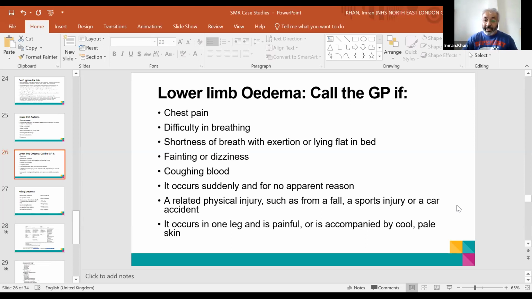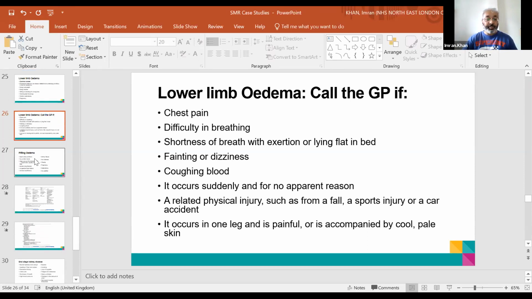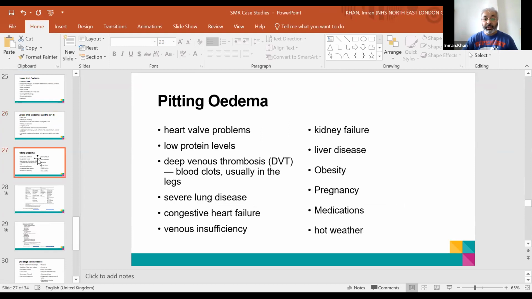If it's one leg and painful, it's usually worse than if it's both legs. So if you've got puffiness and edema in one leg, definitely go and speak to the doctor. Don't make any assumptions of what it is. Not our job. They get told to do that.